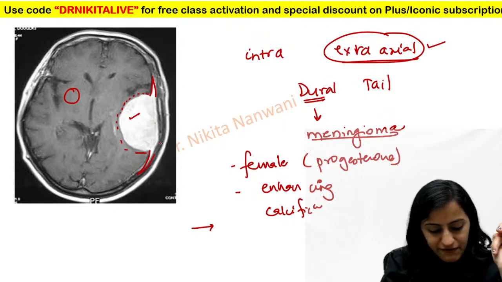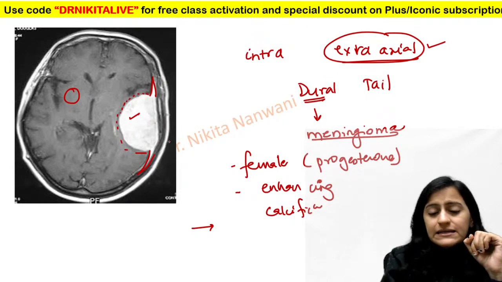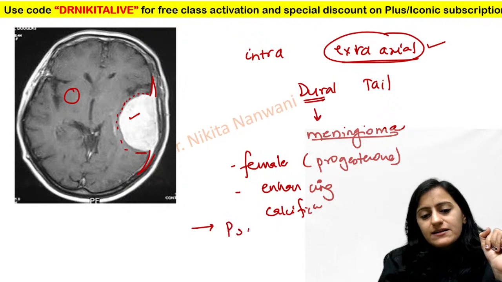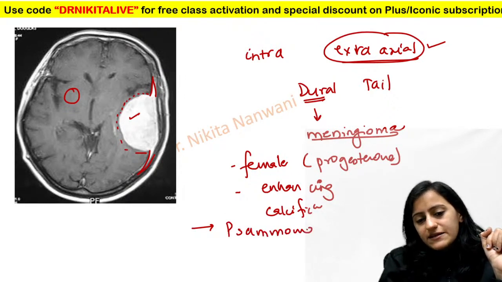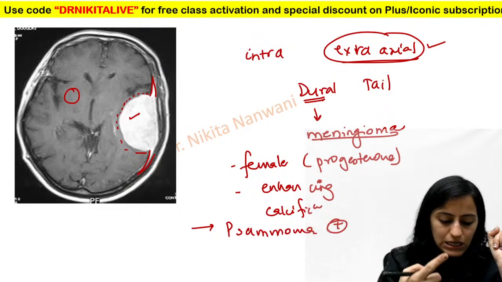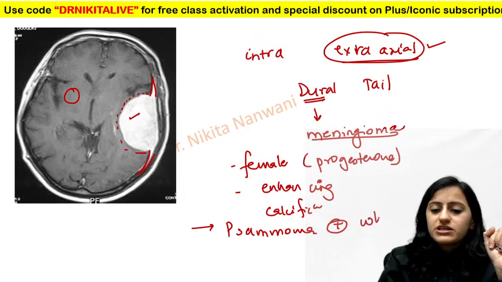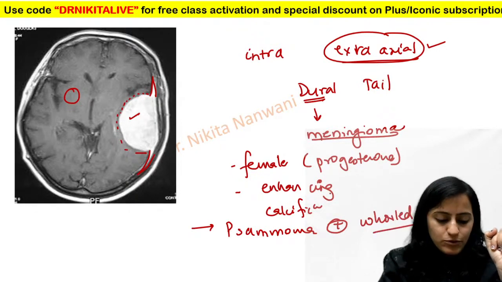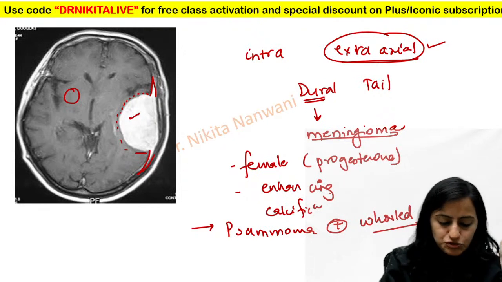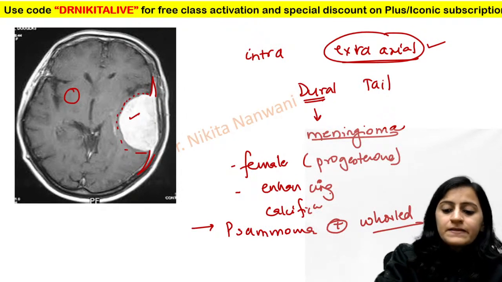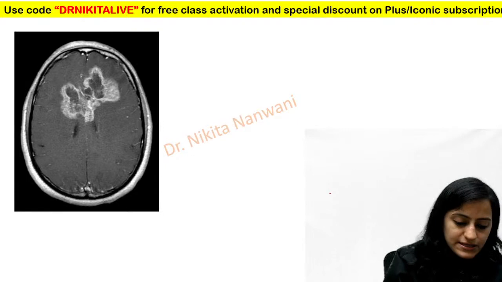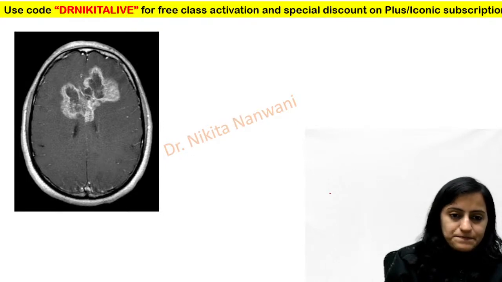How will you identify that this is meningioma? There are psammoma bodies present, right? It has psammoma bodies. The whorled appearance is the terminology given. Whorled appearance and psammoma bodies are seen in meningioma. Okay, very important. Next one, what do you think is the diagnosis in this case?